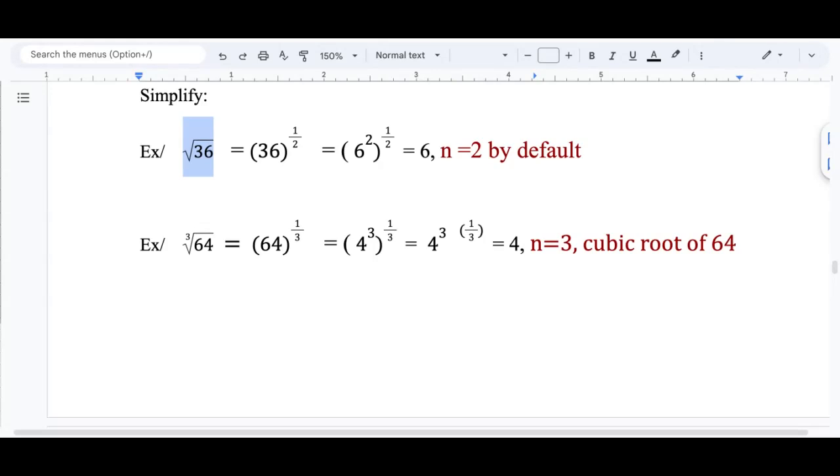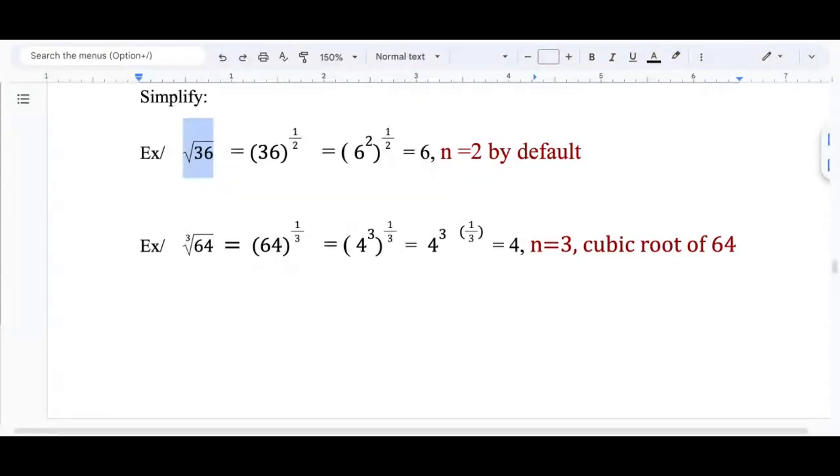Okay, I have a question here. To clarify, in a square root, the x cannot be negative. You're right. The inside of a square root cannot be negative, but a cube root can be. So with an even index, it has to be positive. But for an odd index, it could be positive or negative.